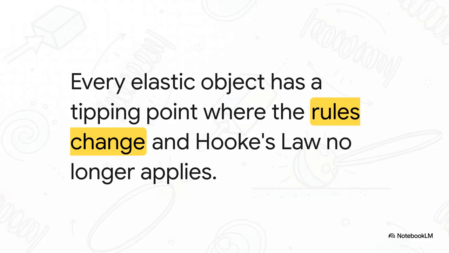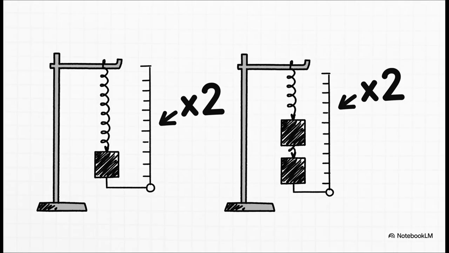So you can pull on a spring and it follows Hooke's law perfectly. It's predictable, it's reliable, but only up to a point. If you keep pulling and pulling, you will eventually hit a moment where that nice, neat relationship just completely breaks down. And hey, don't just take my word for it. Check out this real-world data.